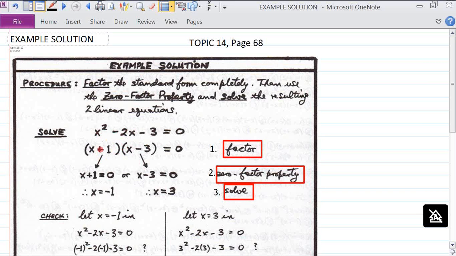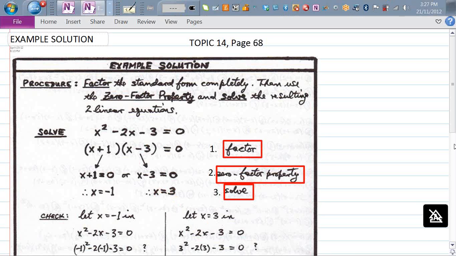So first thing we do is factor right here. Secondly, we use the zero factor property on each part. So I set x plus 1 equal to 0, or I can set x minus 3 equal to 0, and when I set this equal to 0 and I transpose the plus 1 from the left to the right, I get minus 1, so that's one of the solutions. The other solution is x equal to 3.